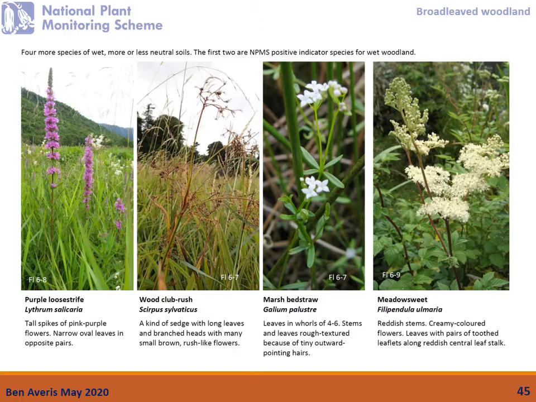Meadowsweet, that's an easy plant to recognise, either by its clusters of creamy coloured, nicely scented flowers that we can see there, or by its leaves. The leaves are vaguely like the leaves of an ash tree in that they've got leaflets in pairs on either side, and then a final leaflet at the end.